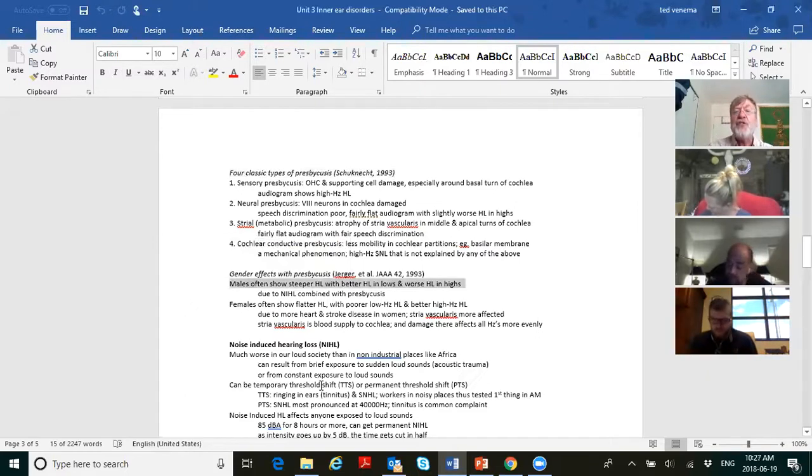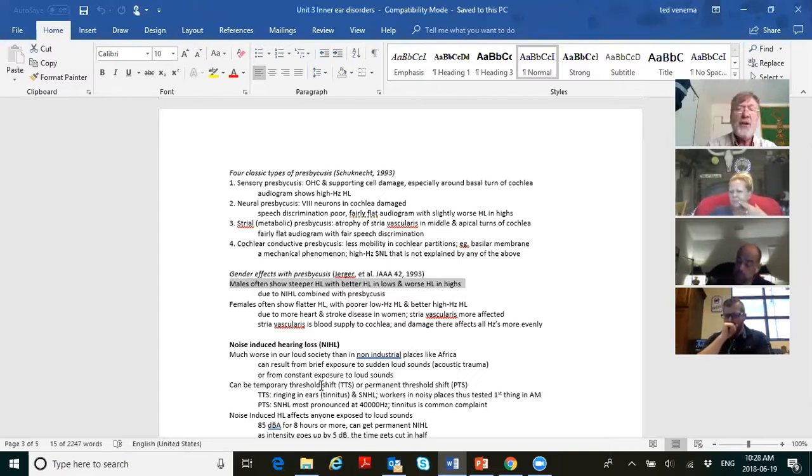Males often show steeper sensory neural loss with better hearing in the lows and worse in the highs, due to probably a combination of noise-induced hearing loss along with presbycusis. Noise-induced hearing loss, because more men, especially elderly men, when men were mostly working in the workforce, had more noise exposure. So elderly men often present with a more sloping, precipitous kind of drop.